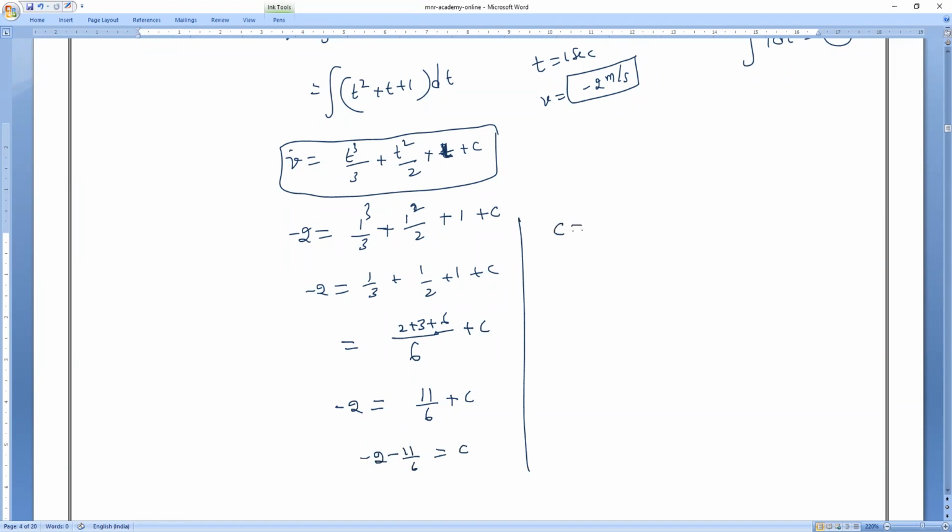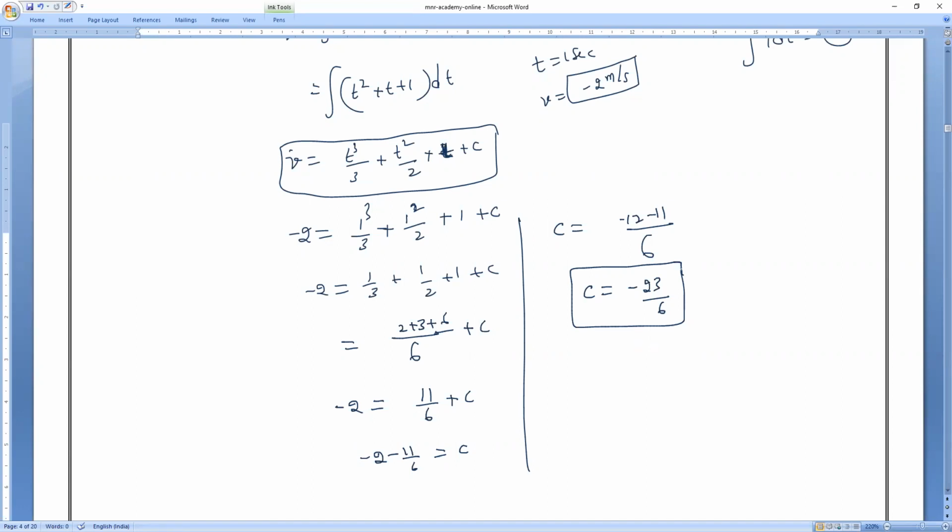So can you tell me what c is equal to? LCM is 6. 6 12s are how much? Minus 12 and minus 11. So c value, can you tell me how much it is? Minus 23 divided by 6. Clear? Have you got the answer? c equals minus 23 by 6. Both are minus, so addition. Minus 12 plus minus 11 equals minus 23. Right or wrong?